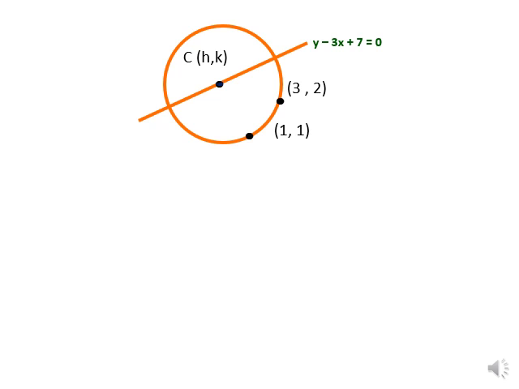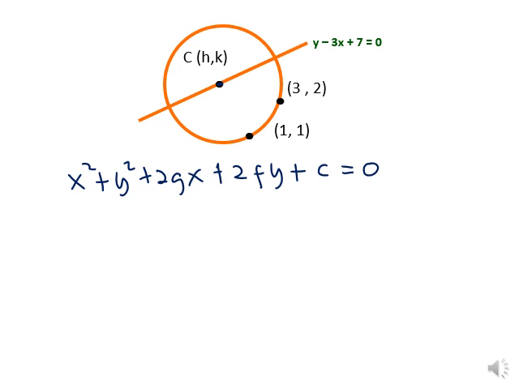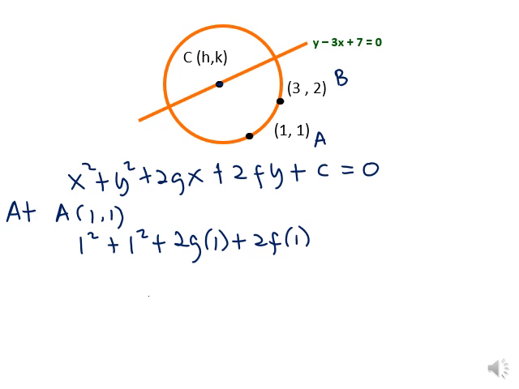Okay, so since we have the general form of the circle, x squared plus y squared plus 2gx plus 2fy plus c equals 0, we name the first point here A and this is point B. So at the point A, (1, 1), we're going to substitute x equals 1 and y equals 1. So we have 1 squared plus 1 squared plus 2g times 1 plus 2f times 1 plus c equals 0. Then you will have 2g plus 2f plus c plus 2 equals 0.